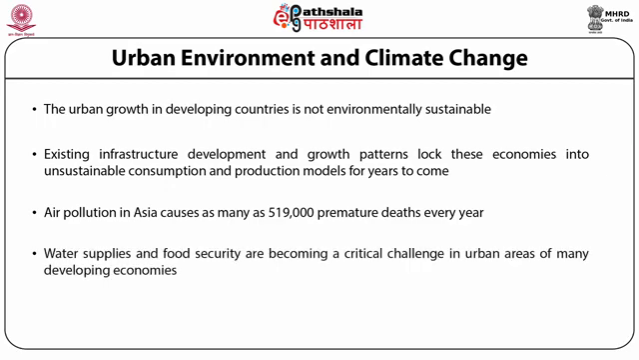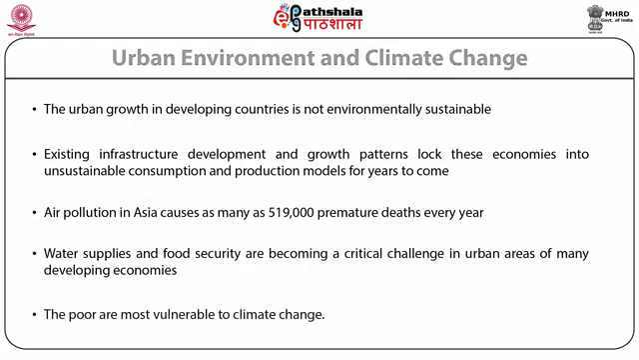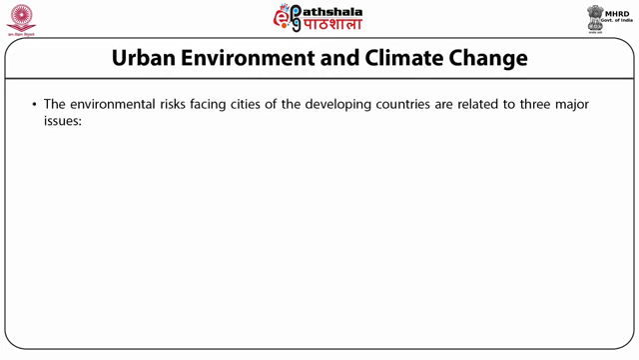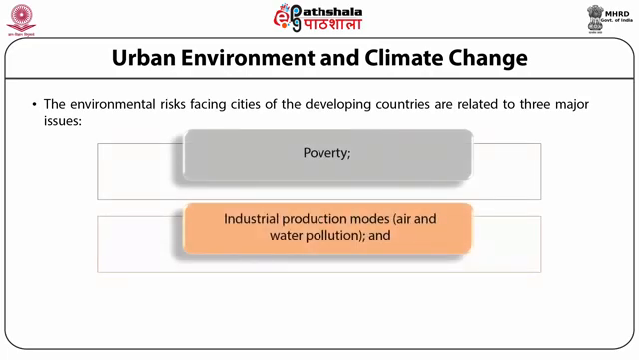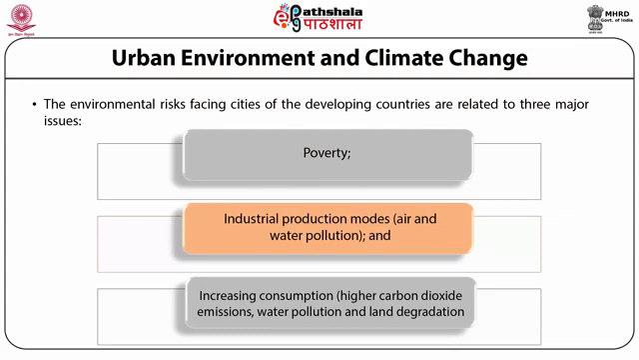Water supplies and food security are becoming a critical challenge in urban areas of many developing economies, and the poor are most vulnerable to climate change. The environmental risks facing cities of the developing countries are related to three major issues. These are poverty, industrial production modes, that is, air and water pollution, and increasing consumption, that is, higher carbon dioxide emissions, water pollution, and land degradation.